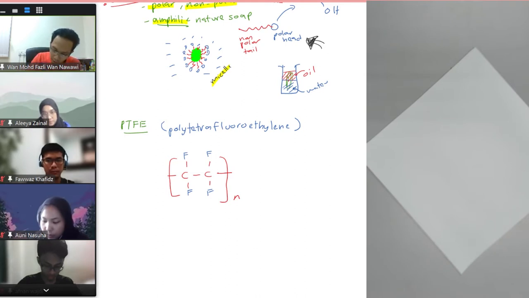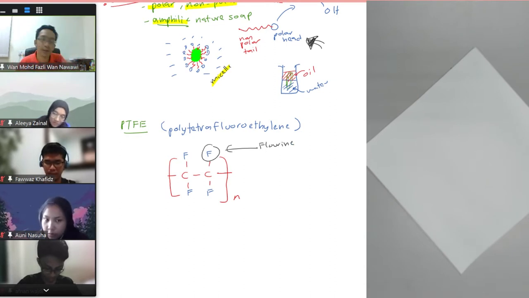Okay, let's talk about fluorine first. This fluorine is one of the most reactive elements of all. If you compare the elements in the periodic table, this fluorine is one of the most reactive among all. Meaning that it will react with almost anything.